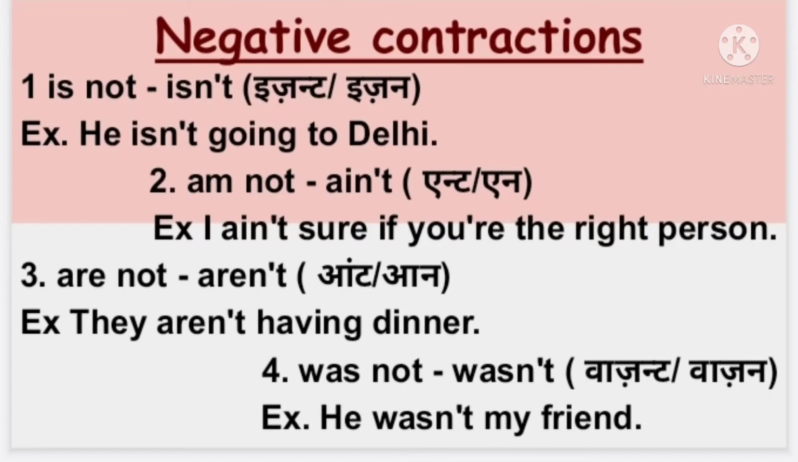Next is "are not", and the contraction of "are not" is "aren't". Now the example: They aren't having dinner. Now next is "was not", and the contraction of "was not" is "wasn't". As I told you earlier, one pronunciation is the accent of American English. The example is: He wasn't my friend.